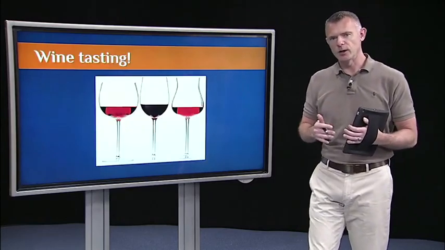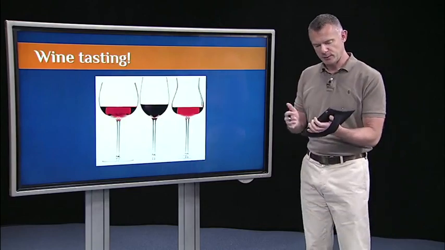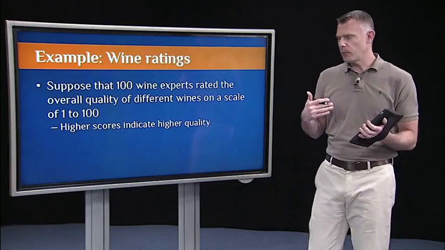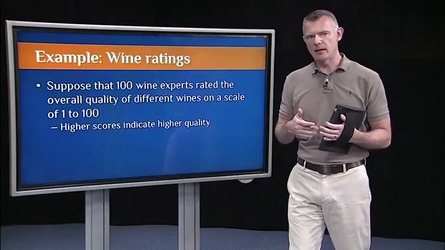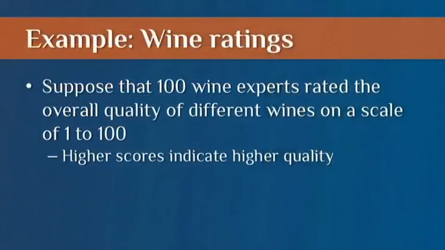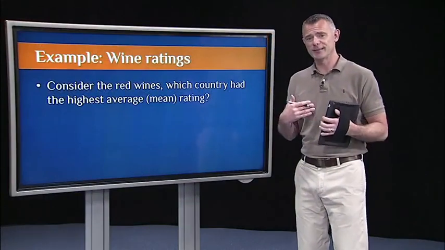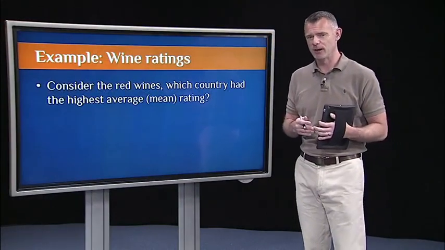To do this, again, we're going to go wine tasting. Makes it a little bit more fun. Now remember, we had this example from the last lecture where we had 100 wine experts rate the overall quality of 8 different wines, 4 red wines, 4 white wines. And again, higher scores indicated higher quality. Now we might want to ask, well, which country had the highest overall wine rating? That was important to us as we were doing this. We wanted to see how this would come out.